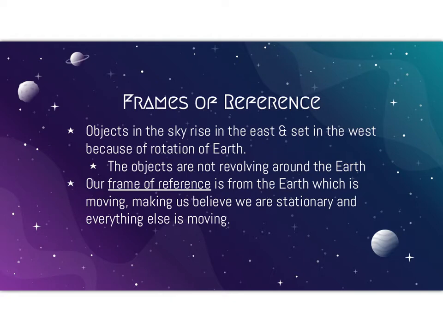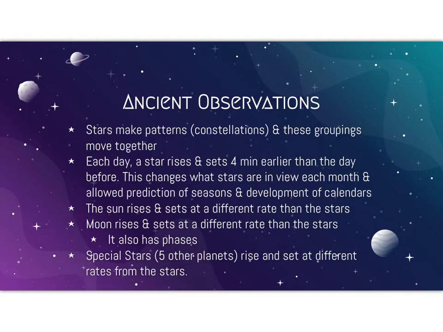Because we are viewing the solar system from Earth, which is actually moving itself, it makes us believe that everything is moving around us instead of us moving. So back in the day, some observations that were made was that stars make patterns or constellations, and these groups move together. So they don't all move independently of one another.